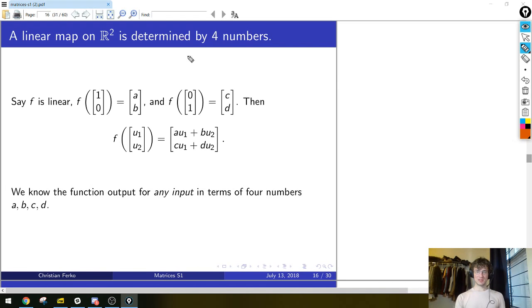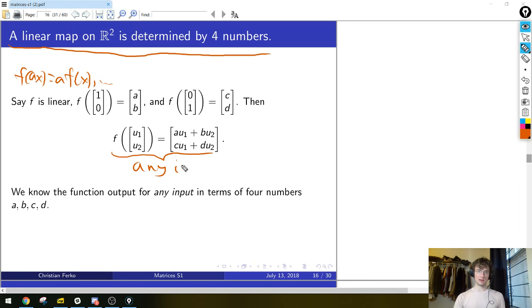Okay, so this slide summarizes what I just said. The whole point of that exercise was that a linear map on R2 is determined by 4 numbers. That's what I said. If f is linear, so that you can multiply, you can pull out the scalar, and you can add, those 2 things that we wrote down. If f is linear and you know its outputs for these 2 inputs, (1, 0) and (0, 1), then you know its output for any input whatsoever. Any input.